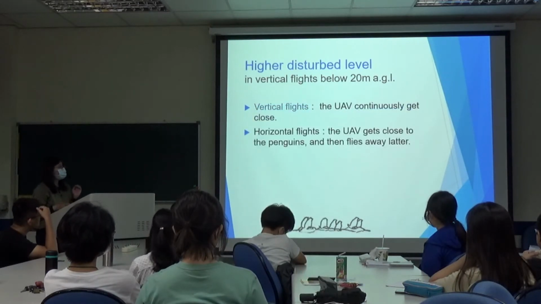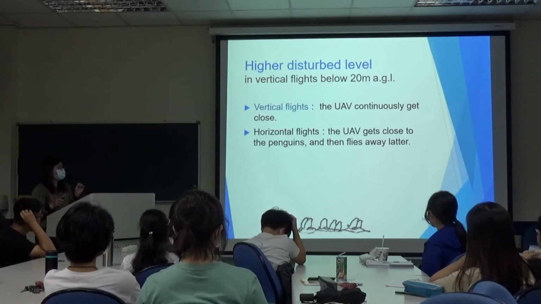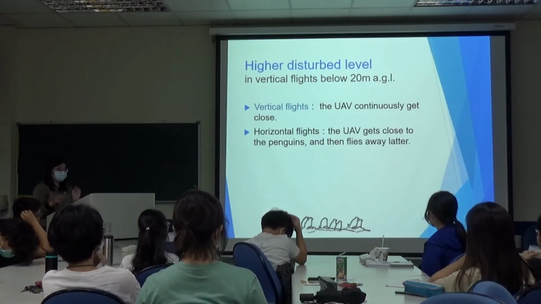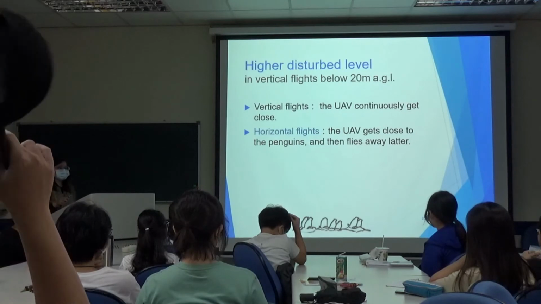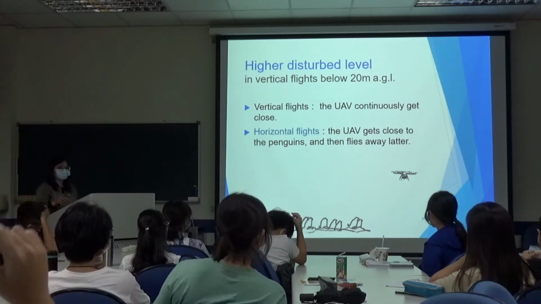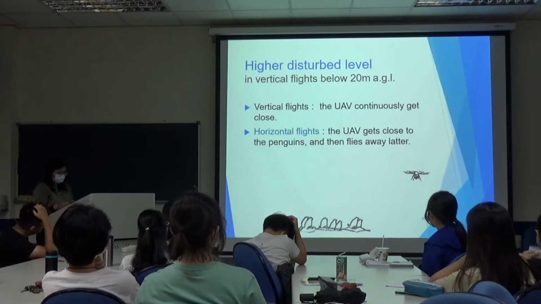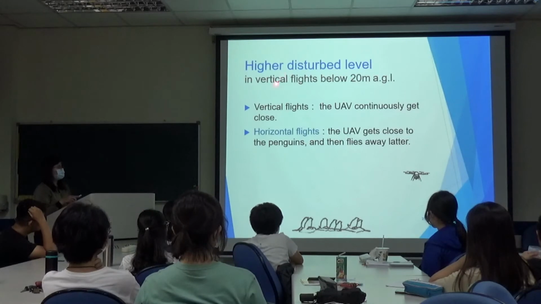And the third reason is that in vertical flight, the UAV continuously gets closer, like wind. But in horizontal flight, the UAV gets close to the penguins and then flies away later. So it would cause less reaction from the penguins in horizontal flight.